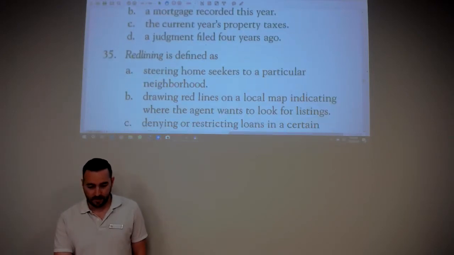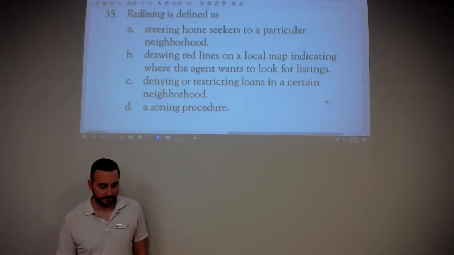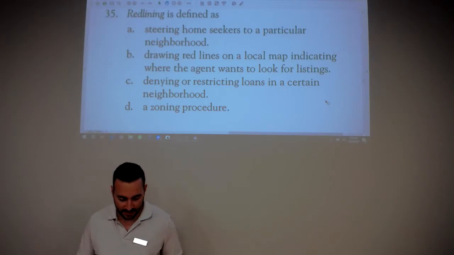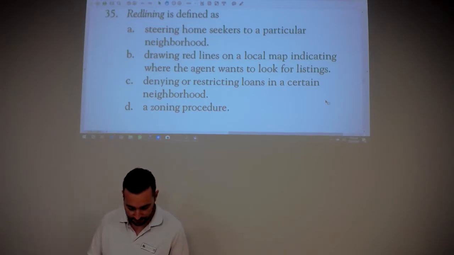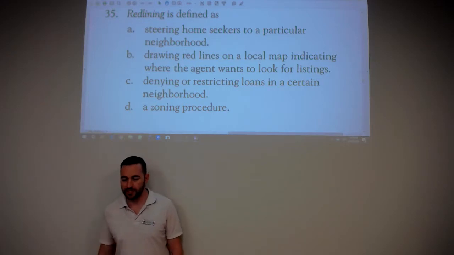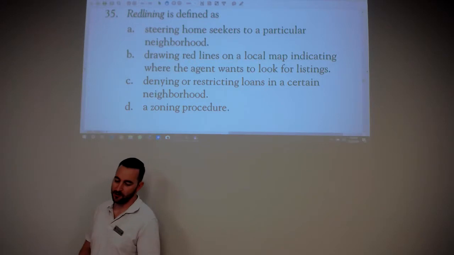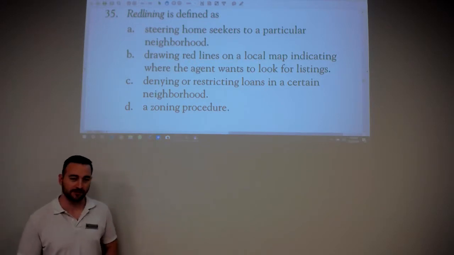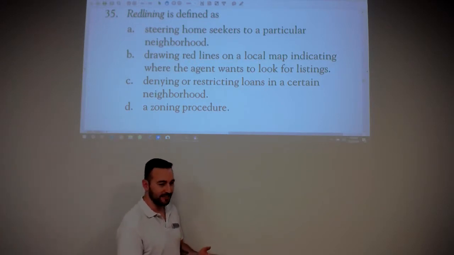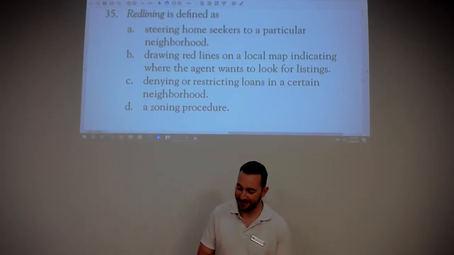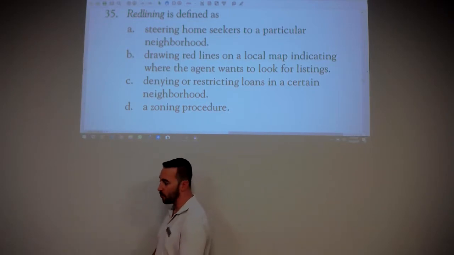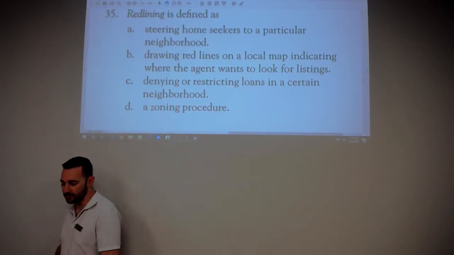35. Redlining. Redlining is defined as A. Steering home seekers to a particular neighborhood. B. Drawing red lines on the local map indicating where the agent wants to look for listings. C. Denying or restricting loans in a certain neighborhood. Or D. A zoning procedure.